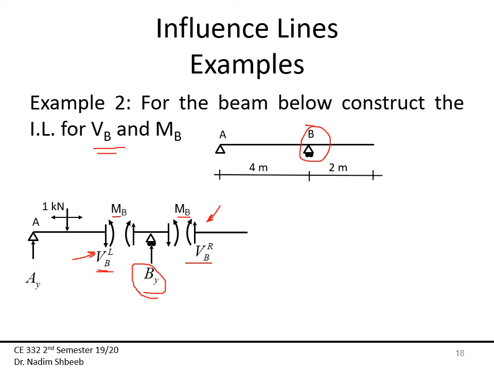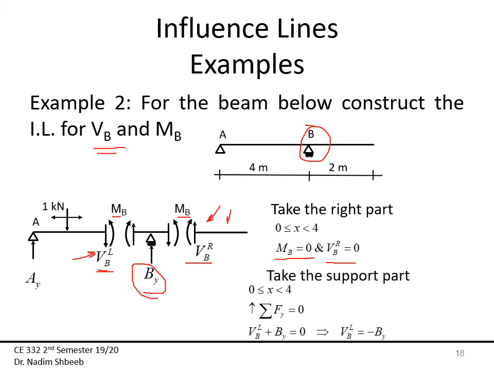So this load is going to move up to the support. So again, I'm using 2 parts. Now if I take the right part, and again, X is between 0 and 4, then if you look at this part, there is no load, there is no force, then the moment at B is equal to 0, and the shear VB right is equal to 0. So since VB right is equal to 0, I can take the summation of Fy equal to 0, and use this support part right here and say VB left plus BY is equal to 0, then this is telling me that VB left is equal to minus BY.